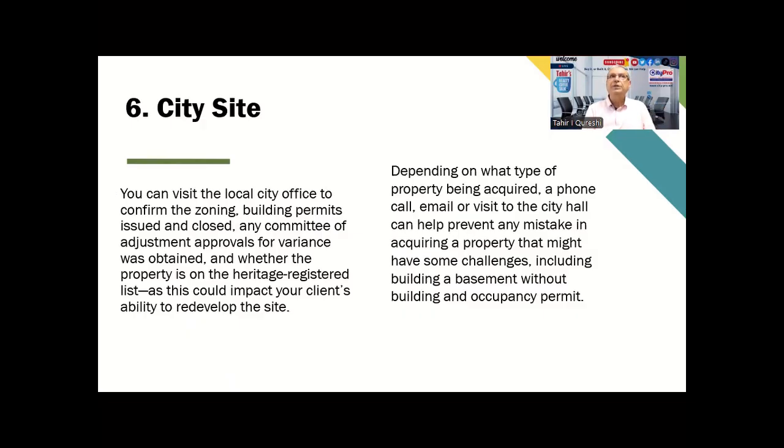Number 5, city side. You can visit the local city office to confirm the zoning, building permits issued and closed, committee of adjustment approvals for variance and whether they were obtained, and whether the property is on a heritage registered list, as this could impact your client's ability to redevelop the site. Depending on what type of property is being acquired, a phone call, an email, or a visit to city hall can help prevent any mistake in acquiring a property that might have some challenges, including a basement built without an occupancy permit.